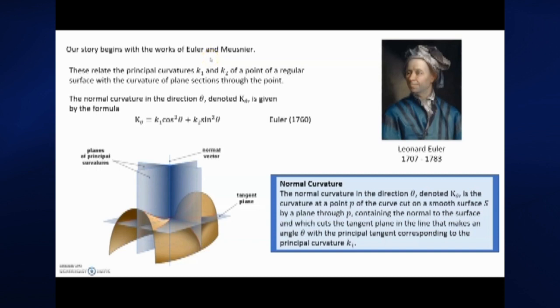So our story today actually begins with the works of Leonhard Euler and Jean-Baptiste Meusnier in the 18th century. Now these theorems both relate the principal curvatures to the curvature of a plane curve you get when you slice your surface with a plane. And then Euler's formula tells you the curvature of any plane section containing the normal line to the surface in terms of the angle theta from one of the principal directions.